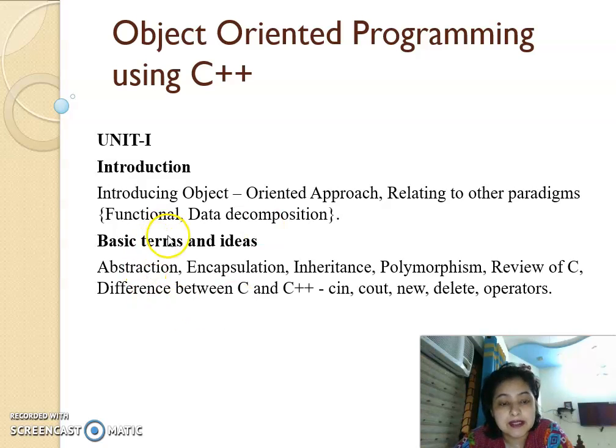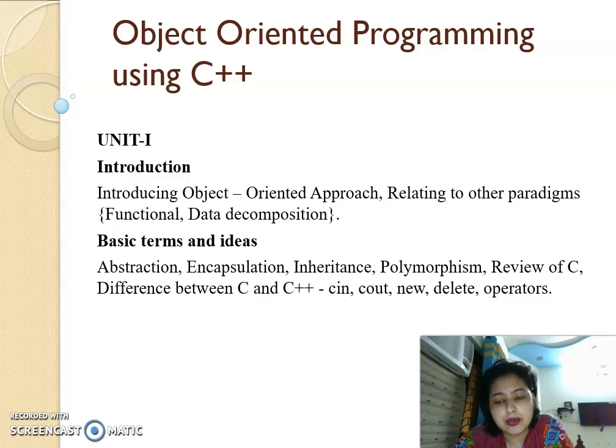So the basic terms and ideas we'll be considering are abstraction, encapsulation. These are nothing but the object oriented programming concepts we have to do, right? This all comes under object oriented programming concepts. Review of C, we have to do C. C is the basic language, right? So the base language is C.